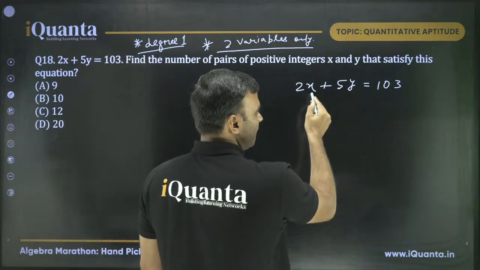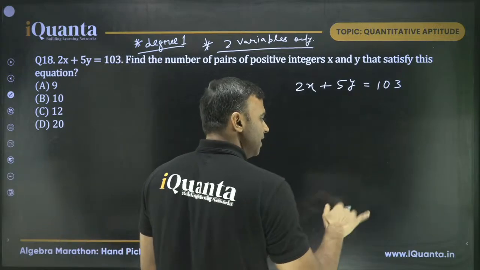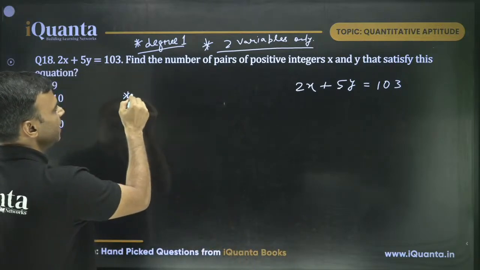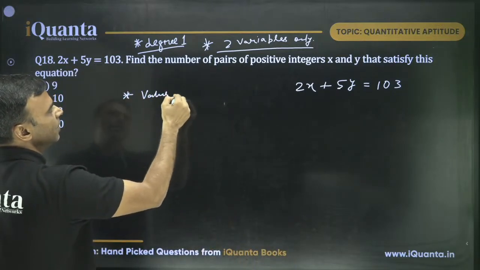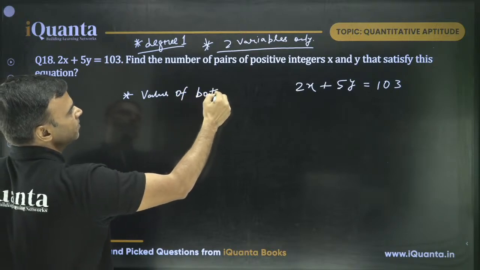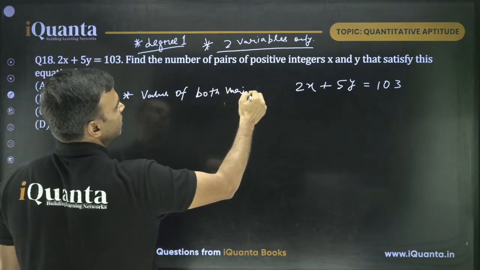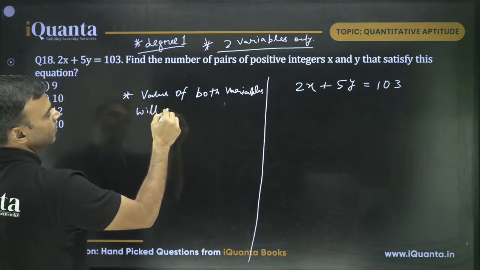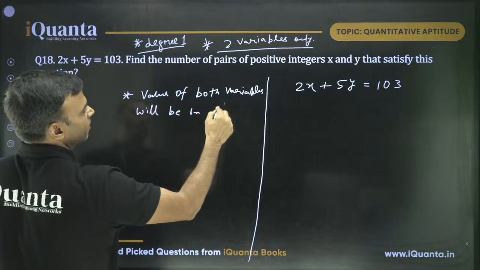The values of x and the values of y will be in arithmetic progression. तो यहां लिख देता हूं very clearly. Values of both variables will be in arithmetic progression.